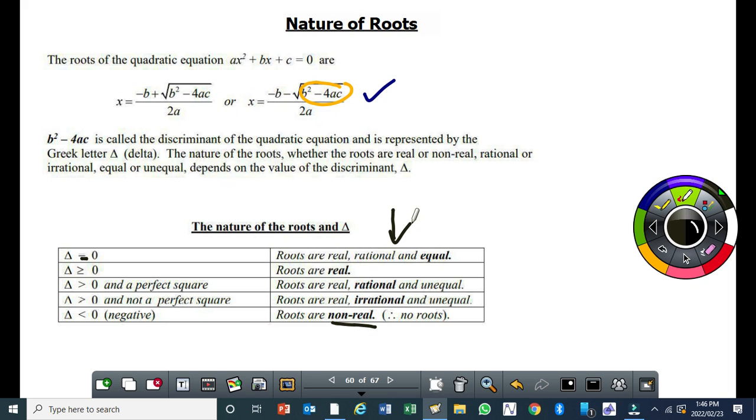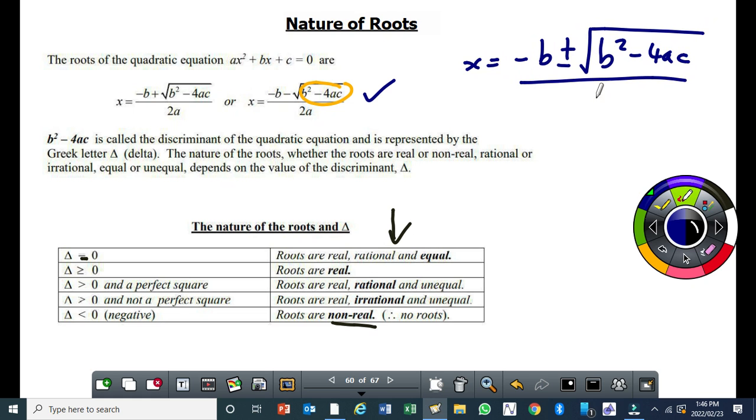Don't confuse it with the actual quadratic formula, x equals minus b plus or minus the square root of b squared minus 4ac, all over 2a. Your discriminant is just a part of the quadratic formula, and that part is the expression inside the square root. That b squared minus 4ac is the discriminant.